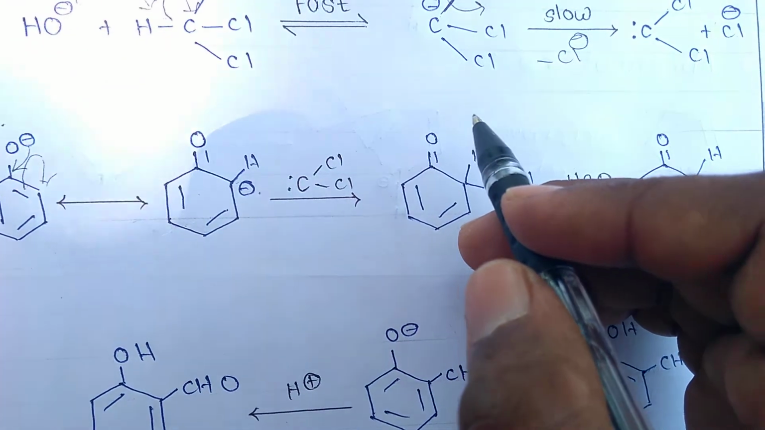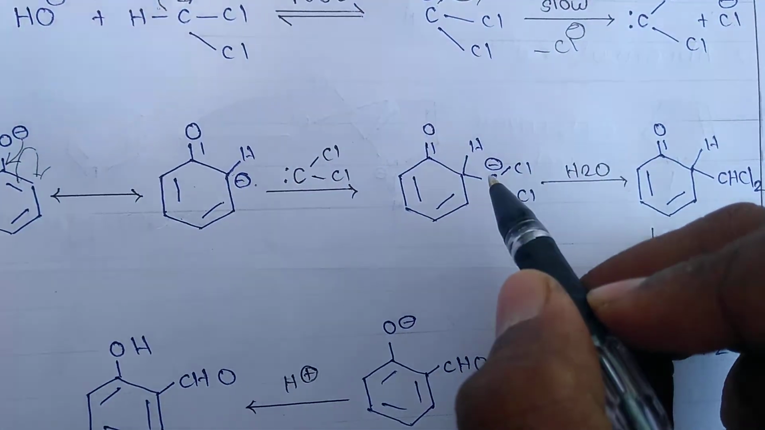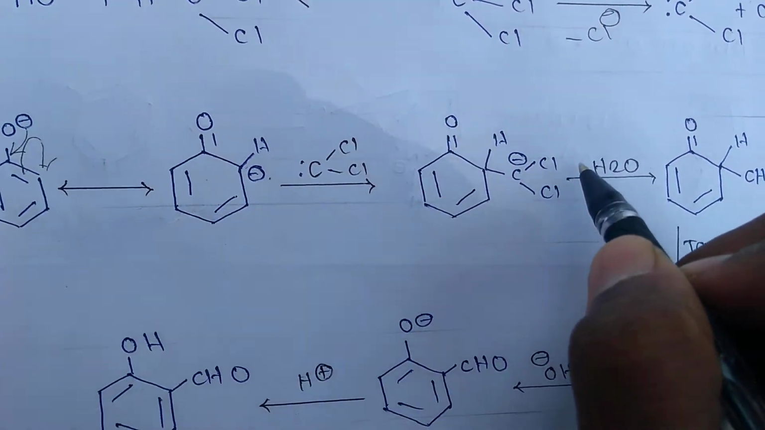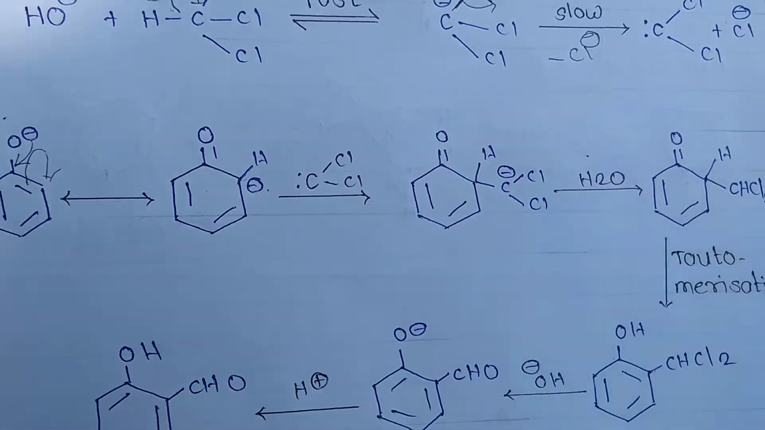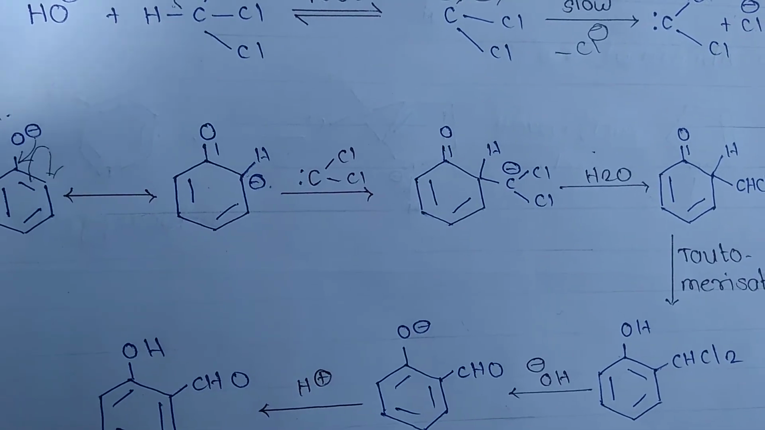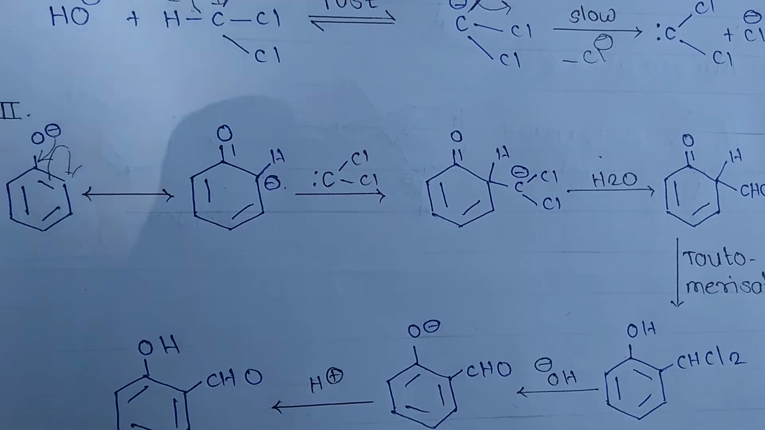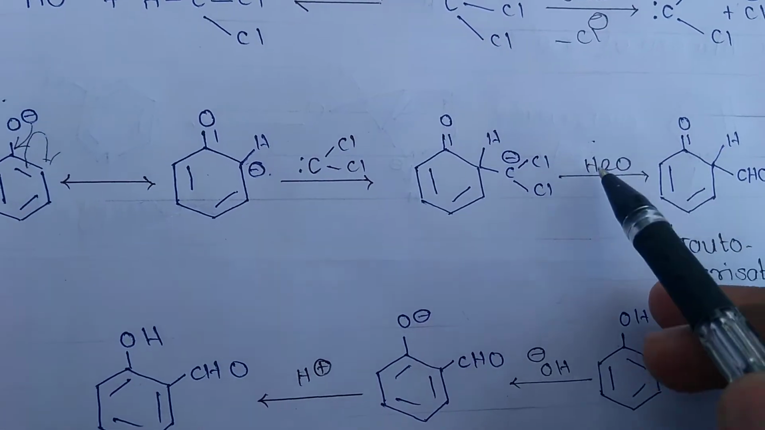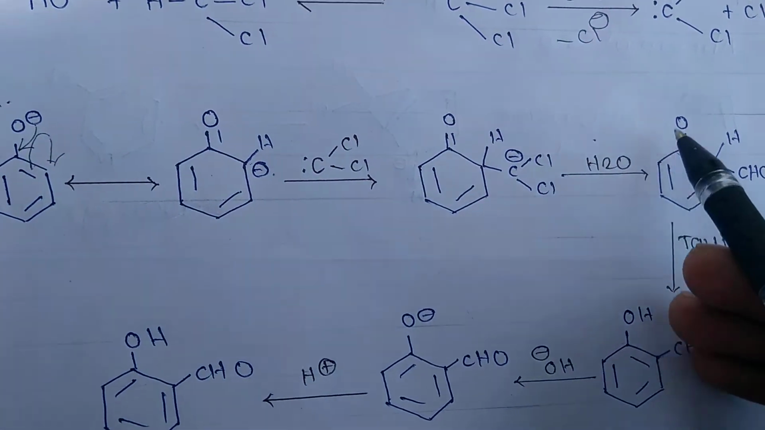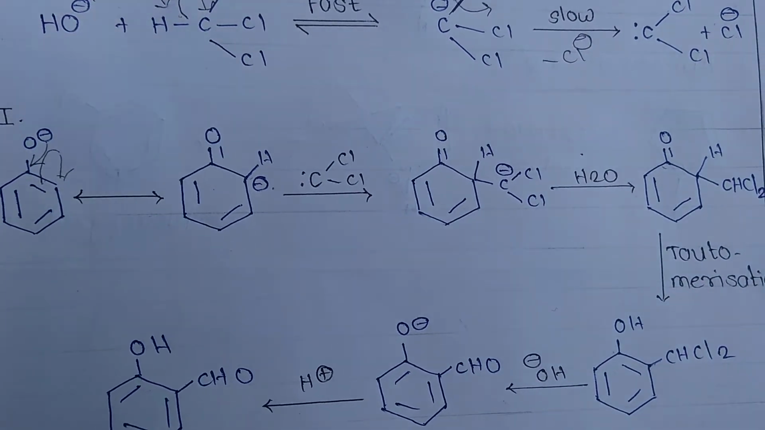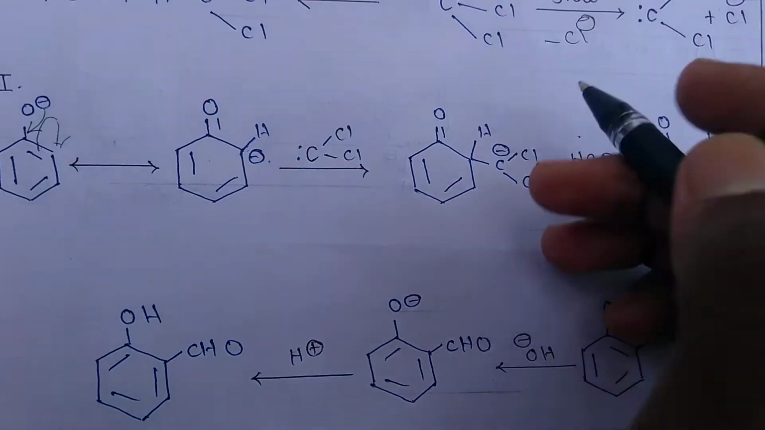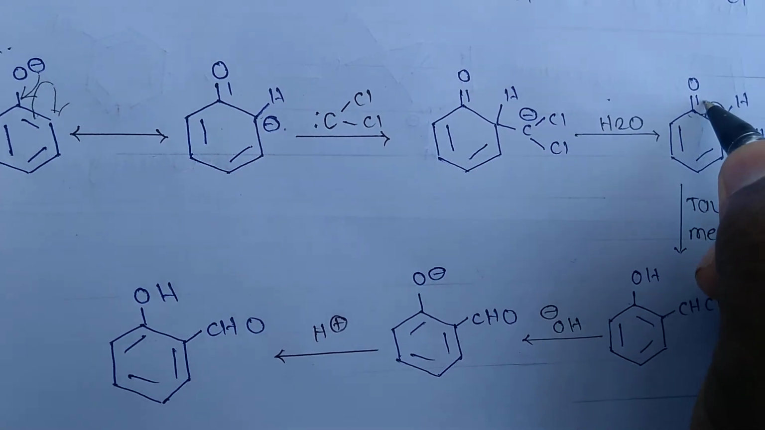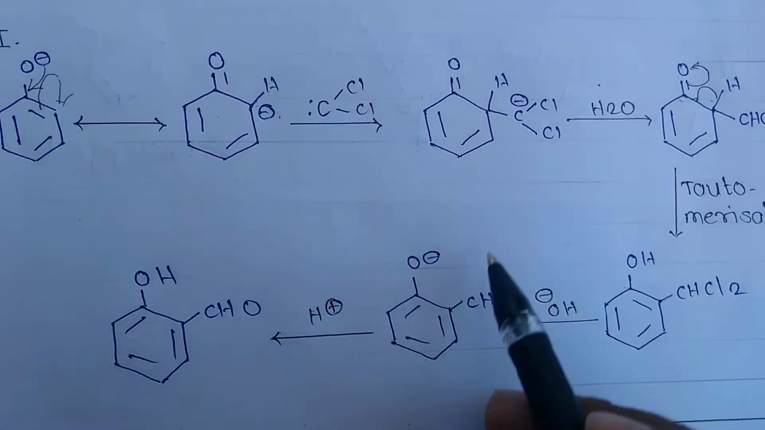After that, this dichloroanion takes a proton from the solvent, and our second product is formed, which is called ortho-dichloromethyl phenol, which undergoes tautomerization like this.